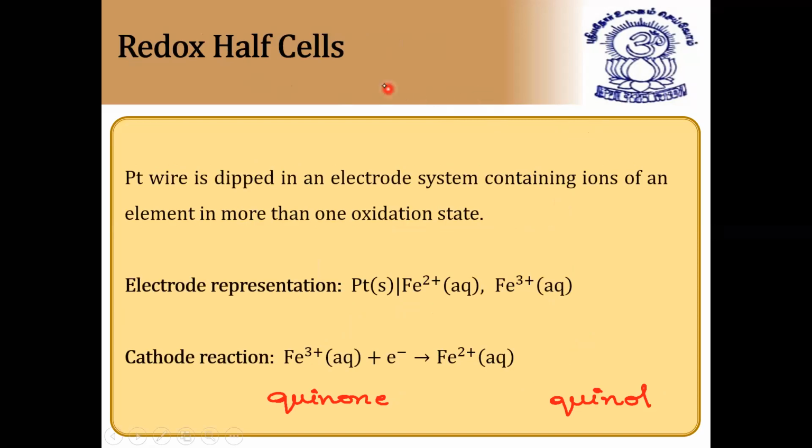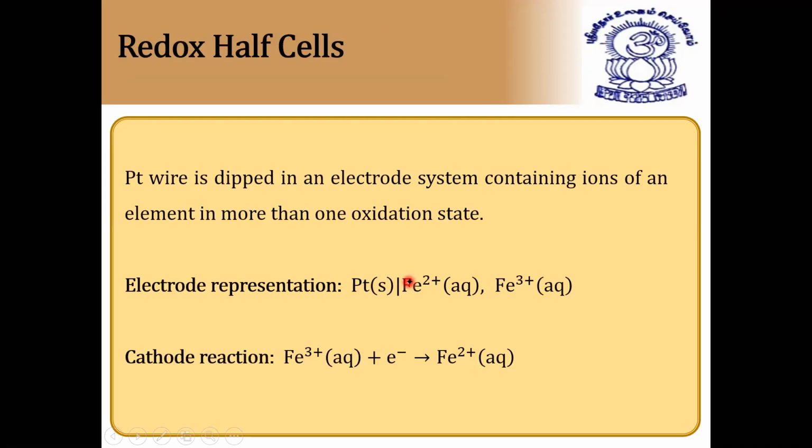Clearing the diagram. Platinum is dipped in an electrode system containing ions of an element in more than one oxidation state. That is called iron plus 2 to plus 3. So here Fe plus 3 gains one electron and forms Fe plus 2. So this is called the cathode reaction. That is called the redox half cell. Half cell reaction, we already know.